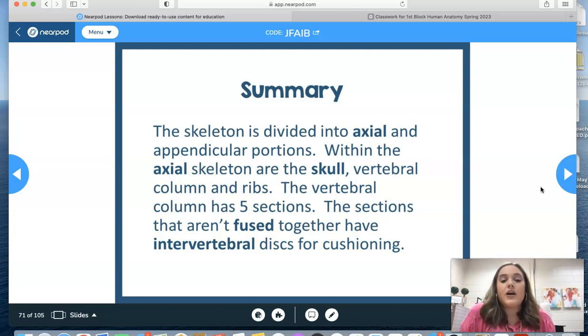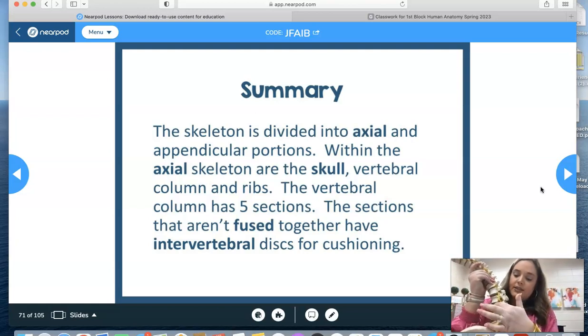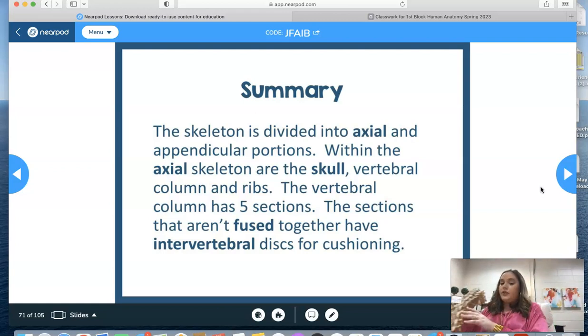The sections that are not fused together have intervertebral discs for cushioning. So if you can remember these right here in our model, these little dark spots right here are the intervertebral discs. So they provide cushioning for the spine, and it also absorbs shock. You may have heard of someone having a slipped disc. That is when one of these moves out of place.